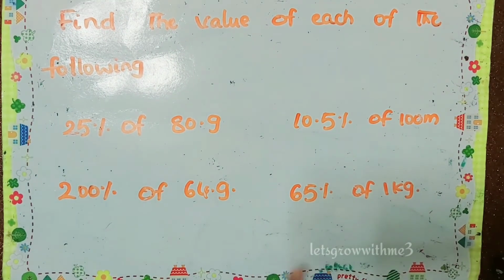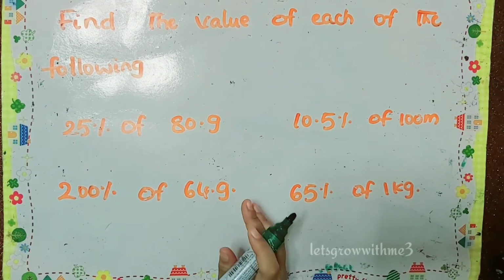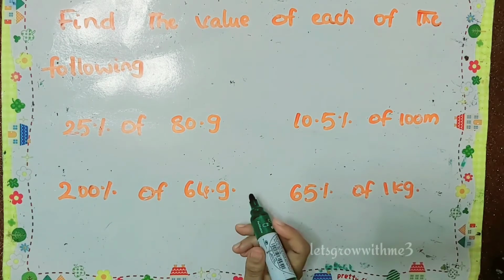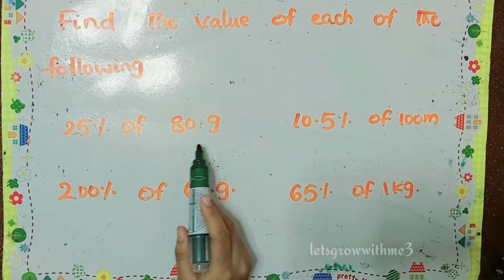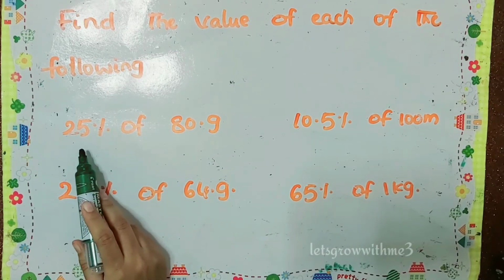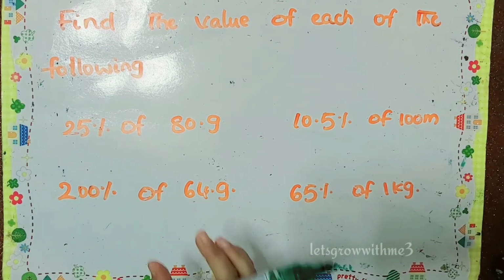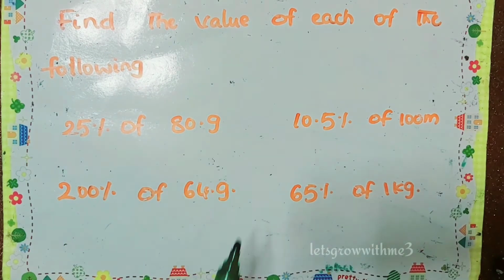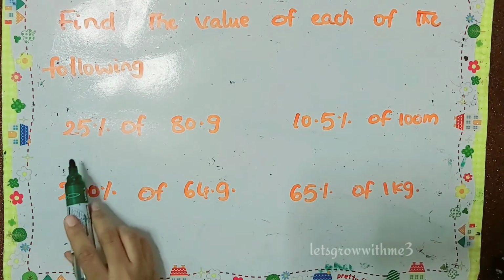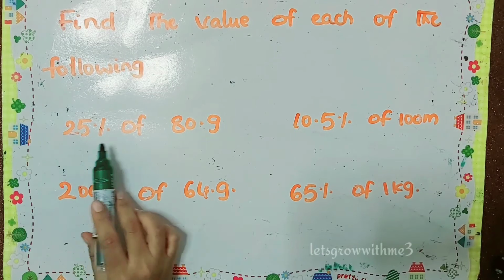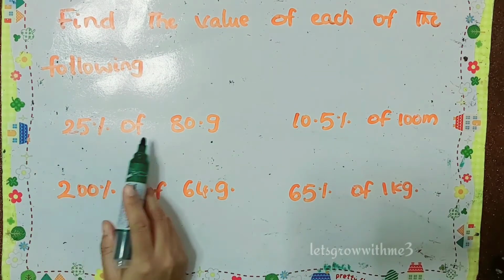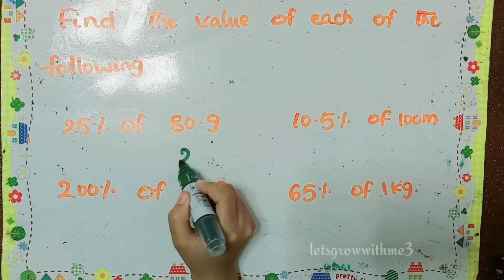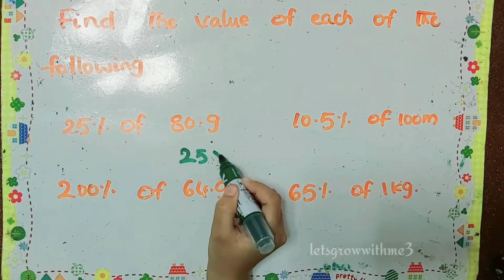Find the value of each of the following. So we need to find out the values of these expressions. What have they given? They have given a percentage and a whole value. So they are asking for the part of, this part of means 25 percentage of this whole value is how much. How to do this kind of problems? Already we did, right? So you just need to multiply this percentage and this whole part. Then we will get what is the 25 percentage of 80 grams.